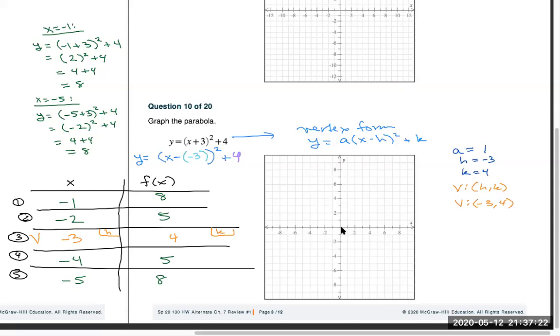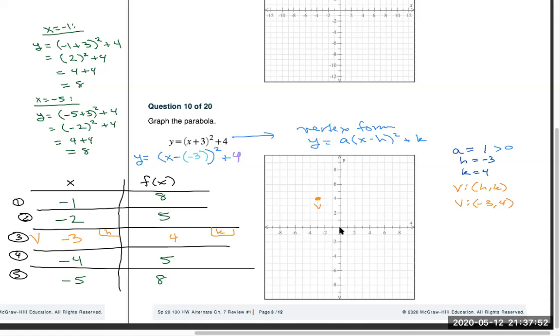Vertex will emphasize in orange. We start at the origin, -3, 4. Think, should you get a min or a max for your vertex? Well, a is positive, right? So you're going to get a min for your vertex, which you should see from graphing anyway.